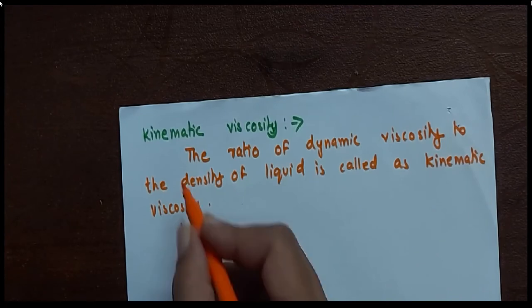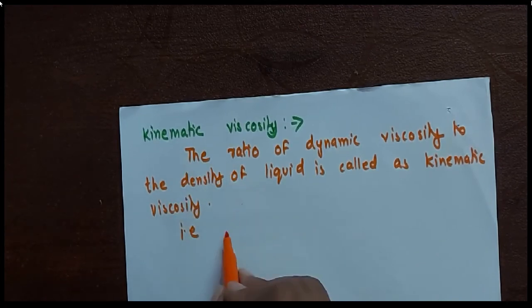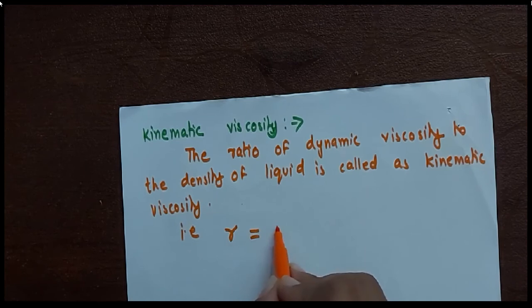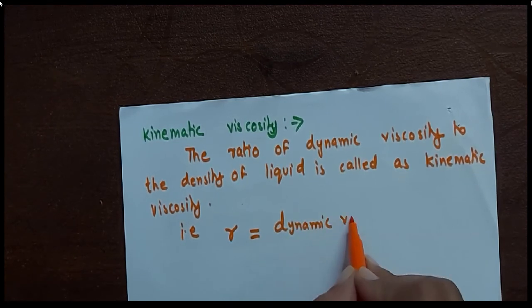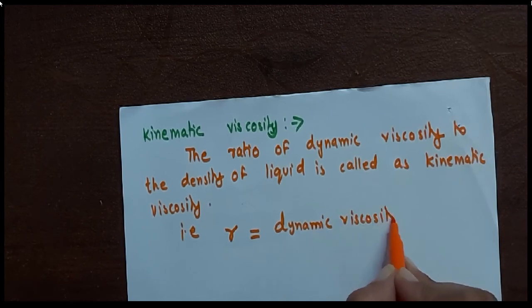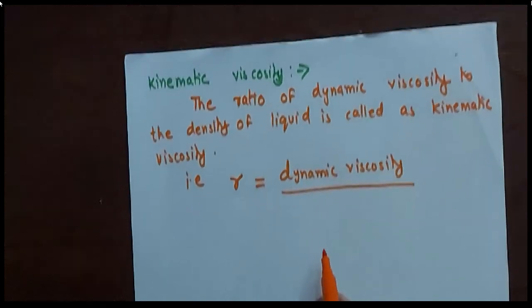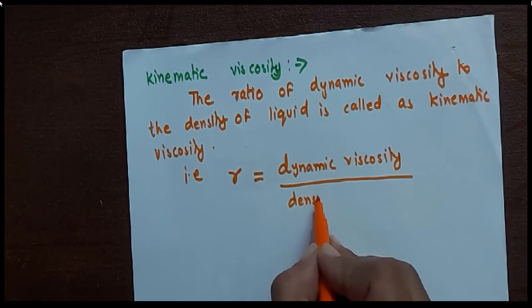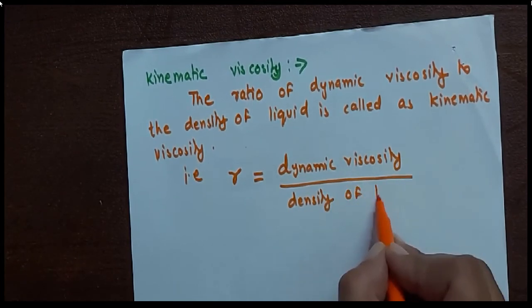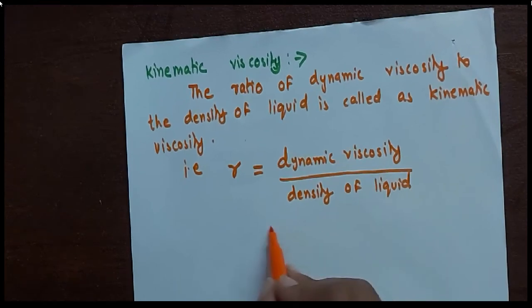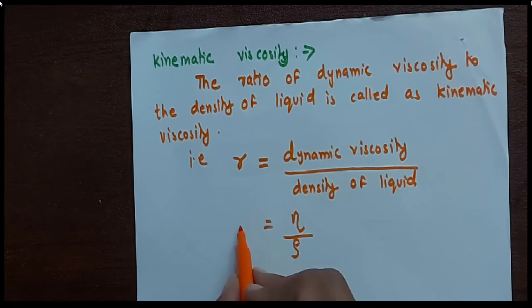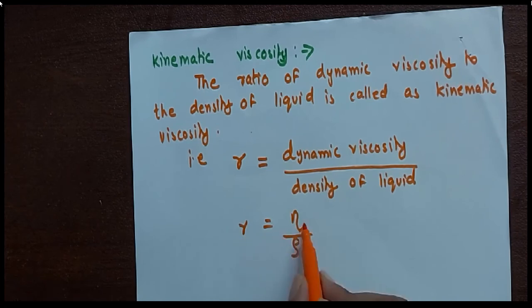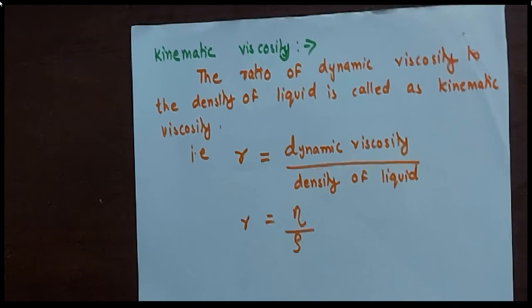That is, we will denote the kinematic viscosity by R, which is equal to, according to the definition, dynamic viscosity divided by density of liquid. Dynamic viscosity is denoted by eta, and we know density is denoted by rho. Then kinematic viscosity R is equal to eta upon rho.